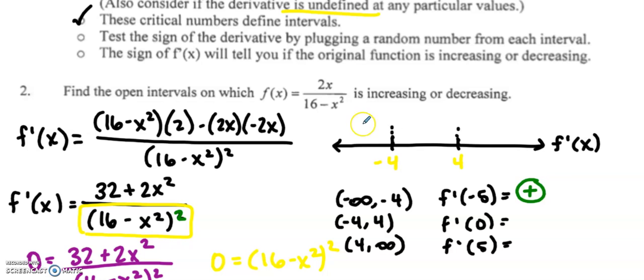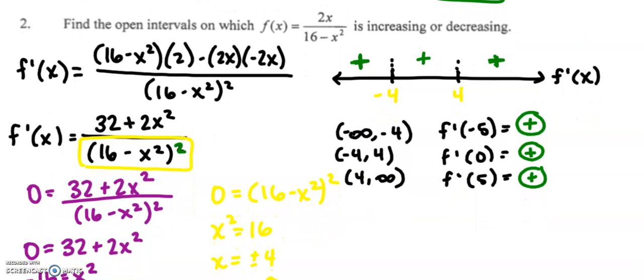Remember, I don't care what the value actually was. I just want to know the sign of that interval. Okay? If I plug in 0, 16 minus 0, that whole thing squared is still positive. 32 plus 0 is positive, so this interval comes back positive. And then if I plug in 5, 16 minus 25, but that whole thing squared is still going to be positive. This numerator is also positive. A positive divided by a positive is still a positive. So what we ended up with is 3 positive intervals, which means that our function is going to be increasing on all 3 of those intervals.